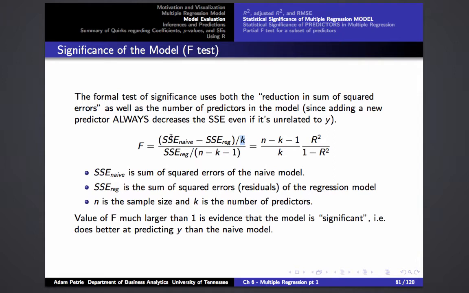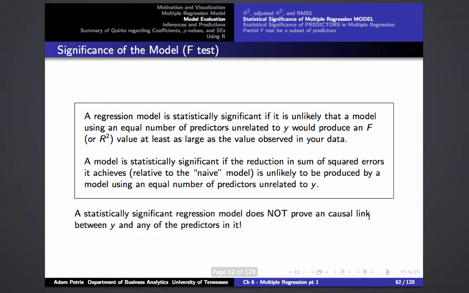But basically, we can think of the F statistic as some measure for how much the sum of squared errors has decreased, or alternatively, a measure of how big R squared is. So a value of F that's much larger than 1 is evidence that the model is significant. In other words, it does better at predicting Y than the naive model, or a model full of random, unrelated predictors. So the question is, okay, well, what values of F can occur just by chance?